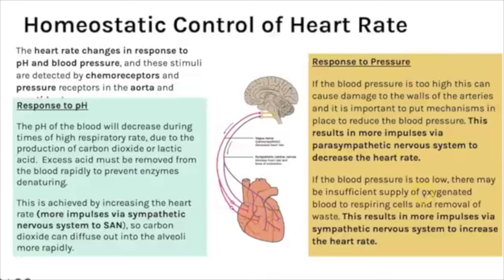If your blood pressure is too low, though, that might result in insufficient oxygenated blood being supplied to respiring cells. So that would mean that your heart rate needs to be increased to try and counteract this. So therefore, the pressure receptors would detect this and result in more impulses being sent via the sympathetic nervous system to the SAN to cause the SAN to fire more frequently and therefore increase the heart rate.